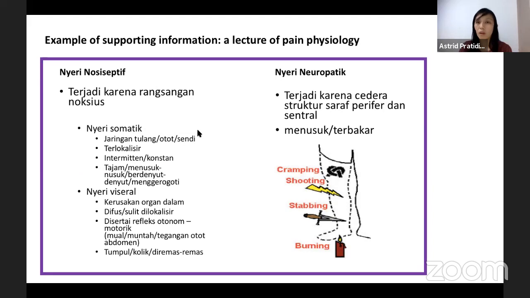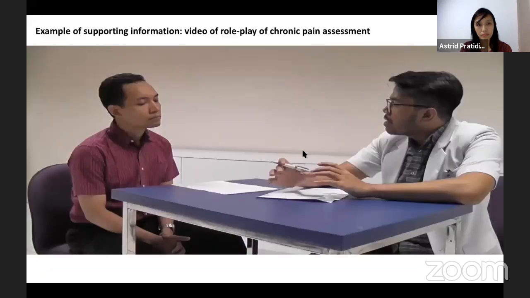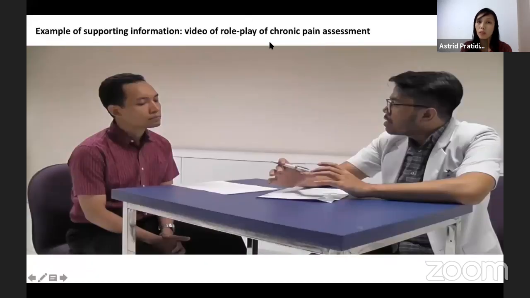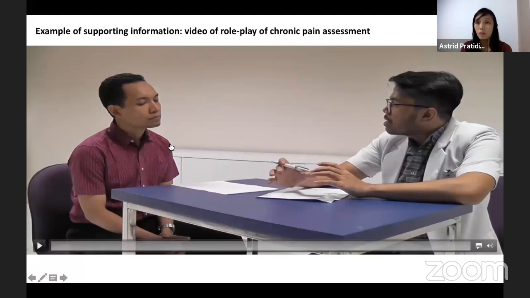This is an example of a slide of a lecture of pain physiology. So here we differentiate nociceptive pain and neuropathic pain. And by understanding this type of pain, students will understand how to pick up questions when they ask about the quality of the pain. This is an example of supporting information, a video of role play of chronic pain assessment. I will play the video very shortly, and don't worry if you don't hear the voice clearly, because this is just an example.